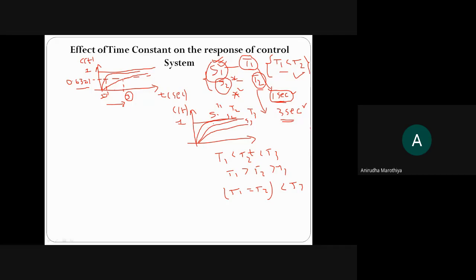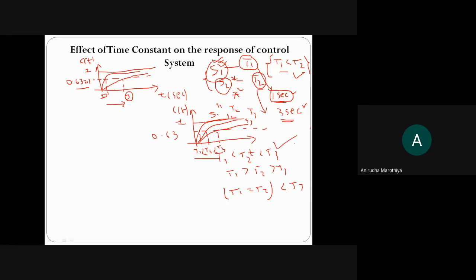From this figure it is very clear that for the first system, if you draw an imaginary line which indicates 63.2% of its final value, this particular point indicates t1, this point indicates t2, and this point indicates t3. So from this we can easily comment कि t1 आपका छोटा है as compared to t2, and t2 is less than your t3. So this is your correct answer.